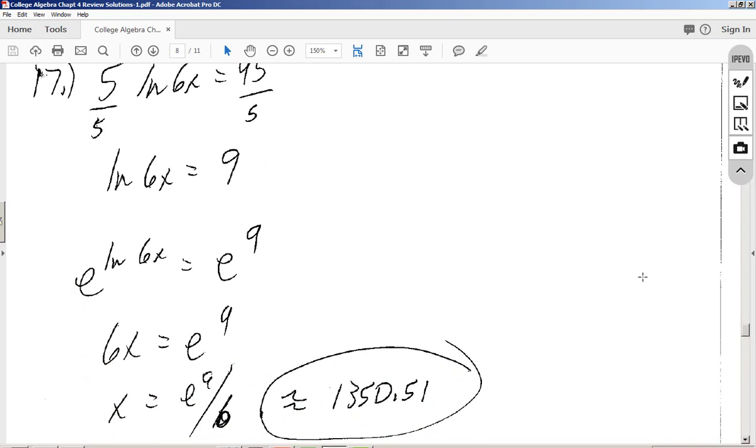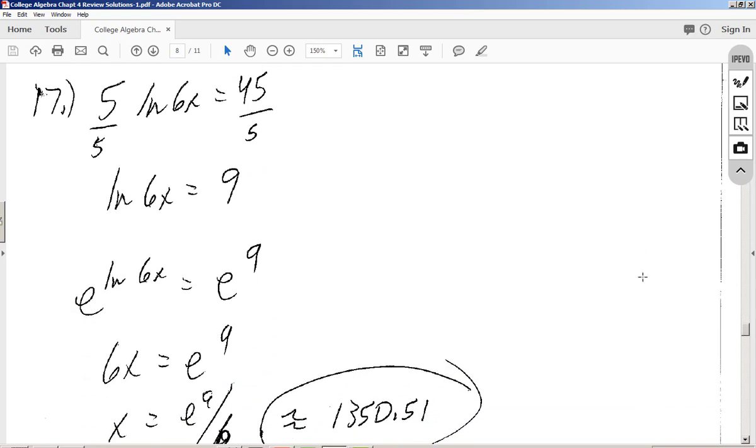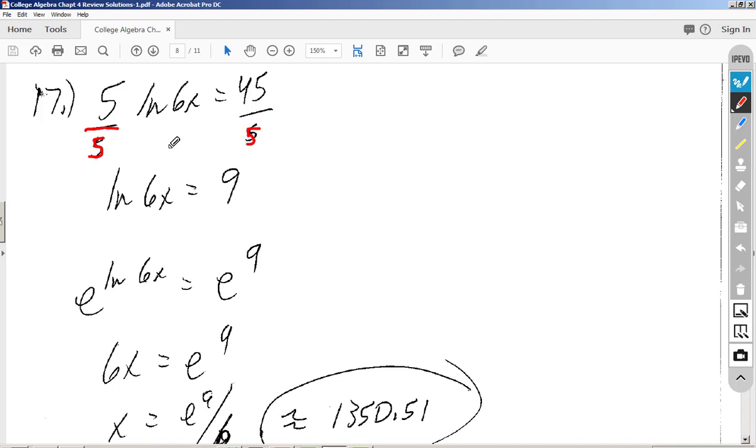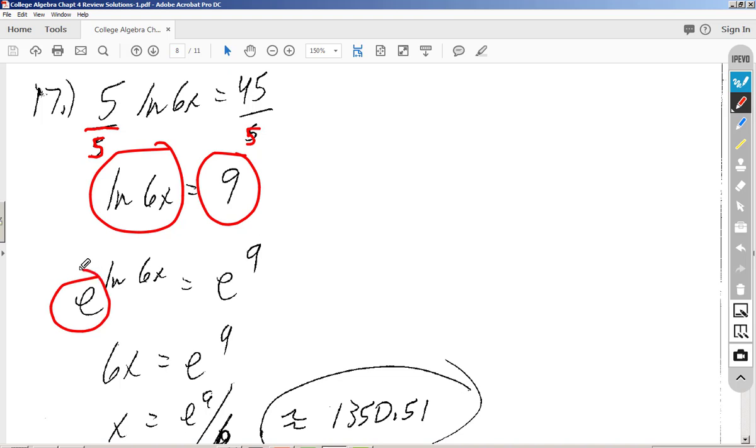On my next problem, number 17, I've got another logarithmic equation. It says 5 times the ln of 6x equals 45. So to solve this, I'm going to do my algebra first. Doing my algebra means I need to divide both sides by 5. So dividing both sides by 5, that's going to leave me with just the ln of 6x equals 9. Now I need to get rid of my ln. The opposite of an ln is a base e. So that's my next step. I'm going to base e both sides, because that's the opposite of the ln.